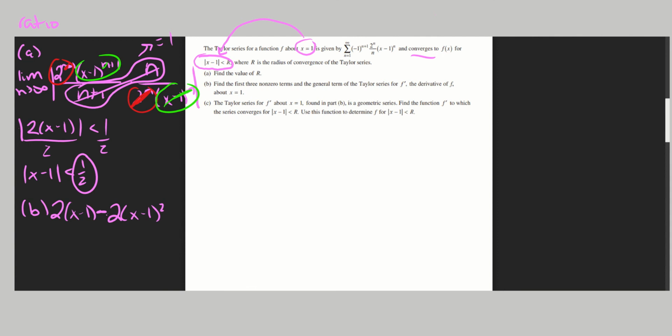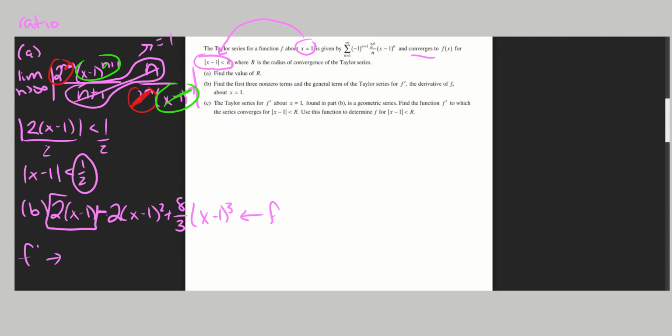Now we are going to plug in 3. So 2 cubed is 8, over 3 doesn't simplify, times (x minus 1) cubed. So that is the first 3 non-zero terms for f. We want the first 3 non-zero terms for f prime. So that just means we're going to take the derivative of all of these.